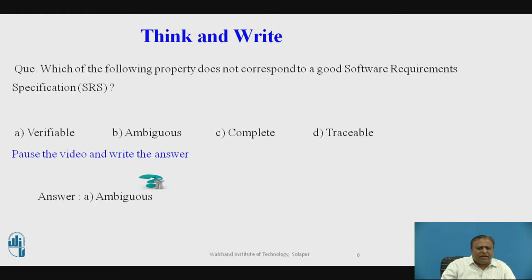The correct answer is ambiguous. Verifiable, complete and traceable are properties or characteristics of the SRS. So, ambiguous is not related to the characteristics of an SRS.